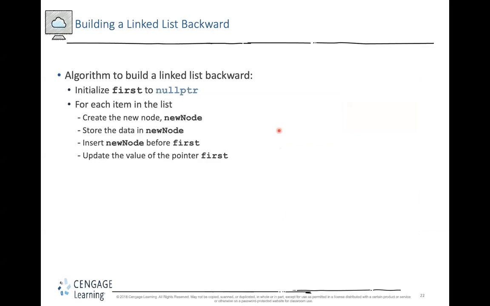Building this backward is pretty similar. You basically just initialize your first node pointer, and then you start with every node. You create a new node, put the data in the new node, and insert the new node before the first one. We have seen the insertion before. Then we update the value of the pointer first to point to that new node, which is the new first node.